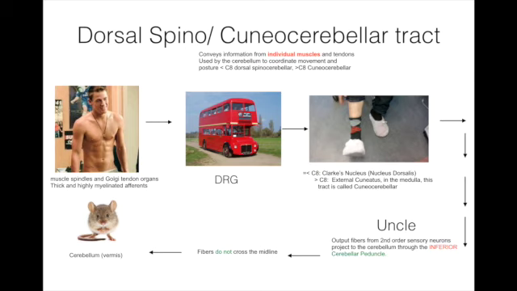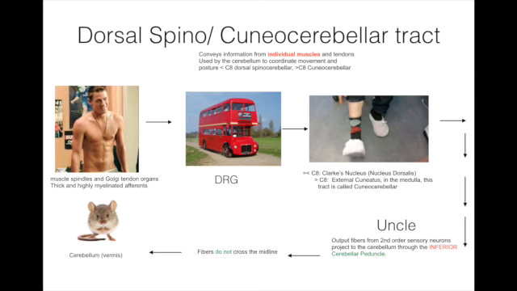The next example that we're going to go through of an ascending spinal cord tract is the dorsal spino or cuneo-cerebellar tract. This conveys information from individual muscles and tendons used by the cerebellum to coordinate movement and posture. Below C8 it's called the dorsal spinocerebellar tract, above C8 it's called the cuneo-cerebellar tract.